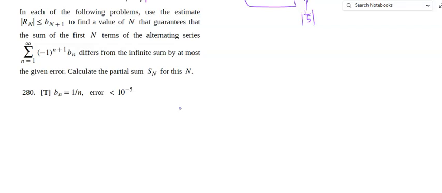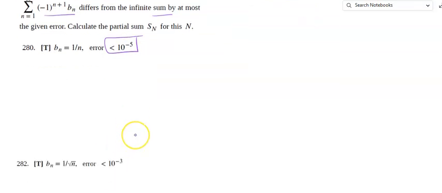Here we are. We're talking about the following. Use the estimate to evaluate the value of n that guarantees that the sum of the first n terms in the alternating series differs from the infinite sum by at most the given error. Don't worry about all the symbols and all of that. So basically, we're going to take the sum n equal 1 to infinity of negative 1 to the n plus 1 times 1 over n.